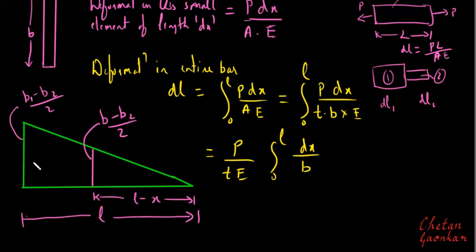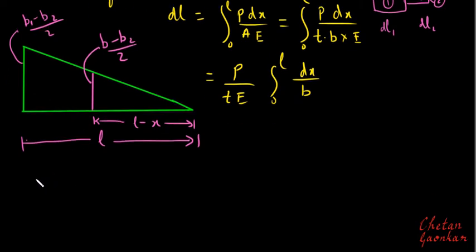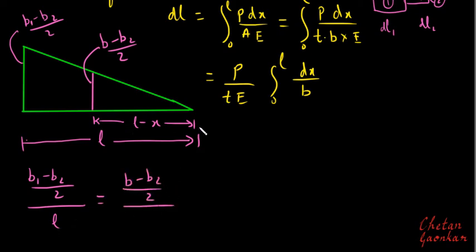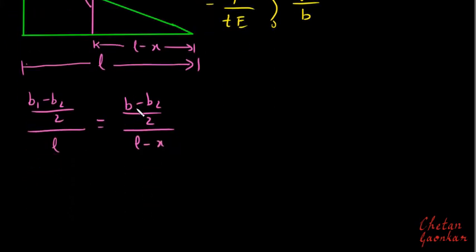Now if you observe carefully, I know that these are similar triangles, and by using the properties of similar triangles, one can very easily write (b1 minus b2) by 2, this height, divided by this length L, should be equal to (b minus b2) by 2 divided by this length, that is L minus x. So from here basically I will get this b in terms of x, b1, b2 and L. So that is what we are trying to do.